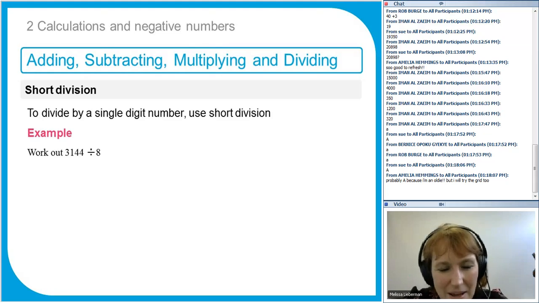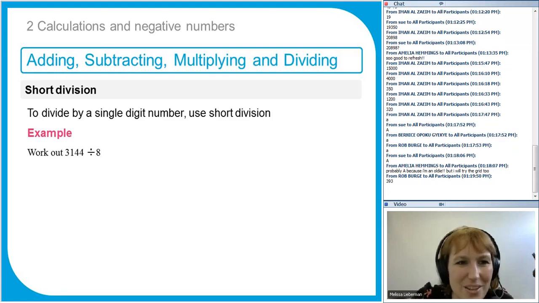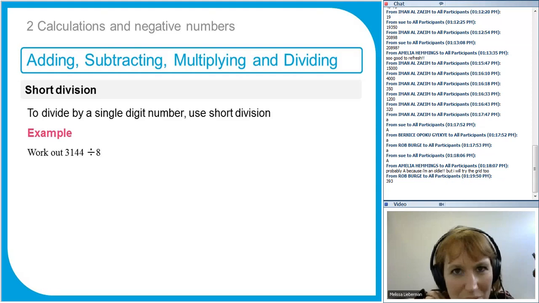So here's our sum. Work out 3,144 divided by 8. Now I'm going to do this as a long division, but there's a way of simplifying this problem, of making it a bit easier. I'm just going to show you this because it's quite a good trick to know. It's not really a trick, it just uses fractions. A way of simplifying this might be to write it as a fraction like I showed you earlier on. I've just thought of this moment, so I'm ad-libbing a little bit.